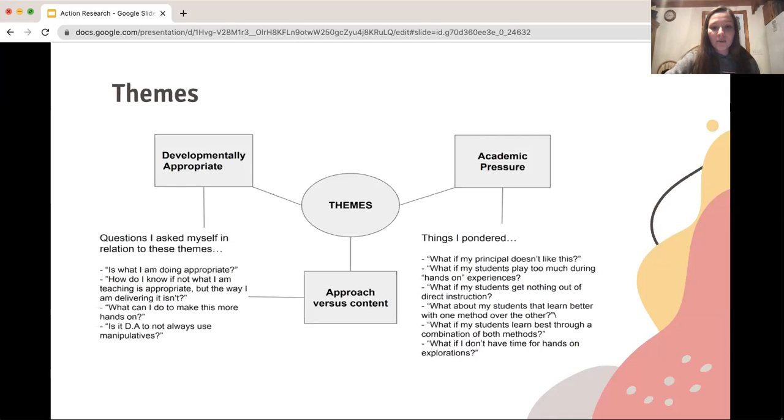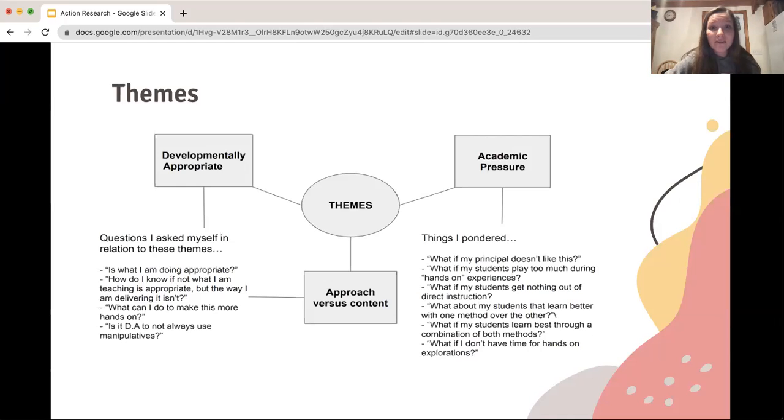What if my students learn best through a combination of both methods? How do I find that happy medium? And what if I don't have time for hands-on exploration? I think this is also another big factor with standardized tests being as looming as they are, right? I have to have this stuff taught by a certain period of time because my kids are going to be tested on it and they're going to be crying if they don't know the things on this test, and then I'm going to be crying because they're upset, right?